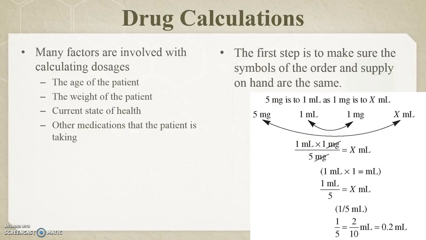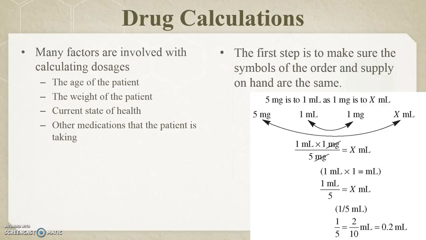Alright, so let's go ahead and dive into the discussion of dose calculation. There are many factors that are involved when physicians calculate the correct dose of medications for a person. That includes not only their age and their weight, but also their current state of health, as well as any other medications that they're taking.